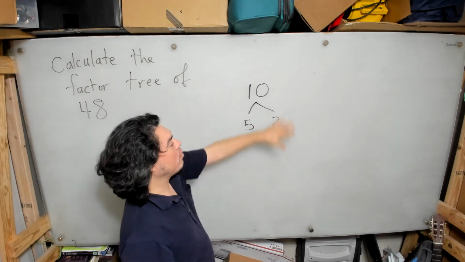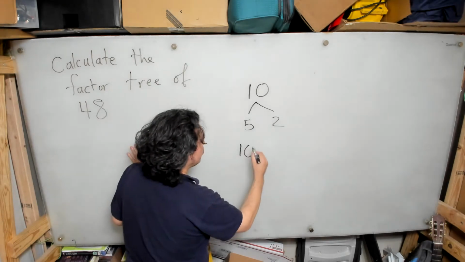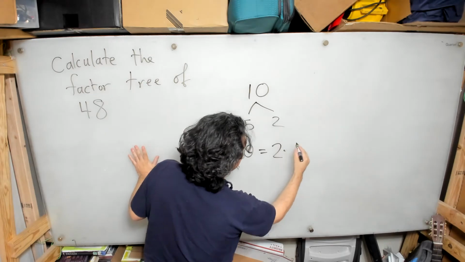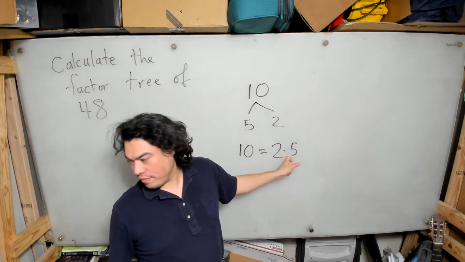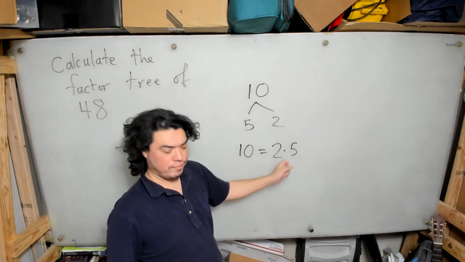And the reason that we're coming up with this factor tree is that it allows us to write 10 as a product of these prime factors. So 10 equals 2 times 5, okay? Notice how I wrote a big fat dot in the middle to indicate multiplication, to say that 10 equals 2 times 5.